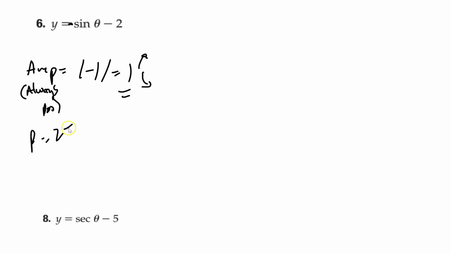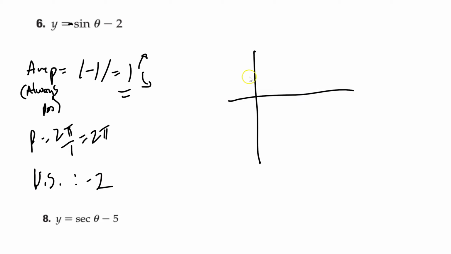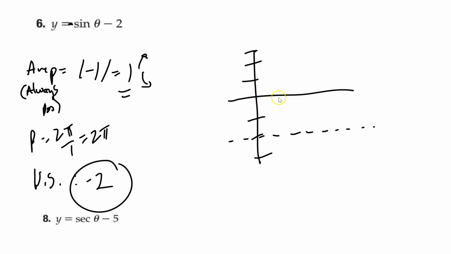Period, 2 pi over 1, that's easy. So 2 pi. And my vertical shift is on the outside, so vertical shift is down 2. So if I graph this, 1, 2, 3, 1, 2, 3, the -2 is my new middle. Period still 2 pi, so I'm gonna go like pi over 2, pi, 3 pi over 2, and 2 pi.